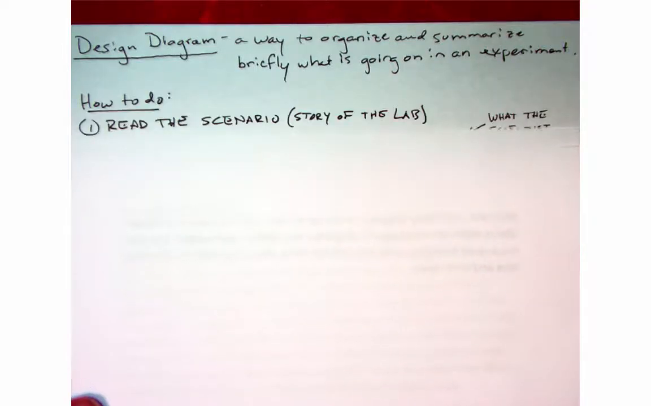So, the first thing we want to do is read the experimental scenario. Basically, it's the story of the lab, and we want to boil it down to its most important parts. And so the first two things we want to identify in the lab scenario are the independent variable, or IV, and this is what the scientist changes, or what the student who is doing the experiment changes. He can be a scientist or she can be a scientist too.